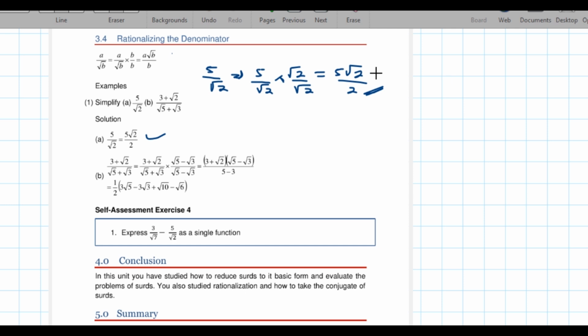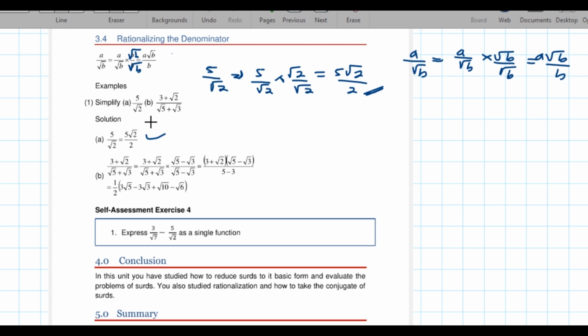So in a general form, if we have a divided by root b, and we are to rationalize the denominator, what we are going to have here is a divided by root b multiplying root b divided by root b, which is going to be equal to what? A root b divided by b. So that is what this means. So here it's supposed to be root b here and then root b here, so that we have this, right? So that is what it means.